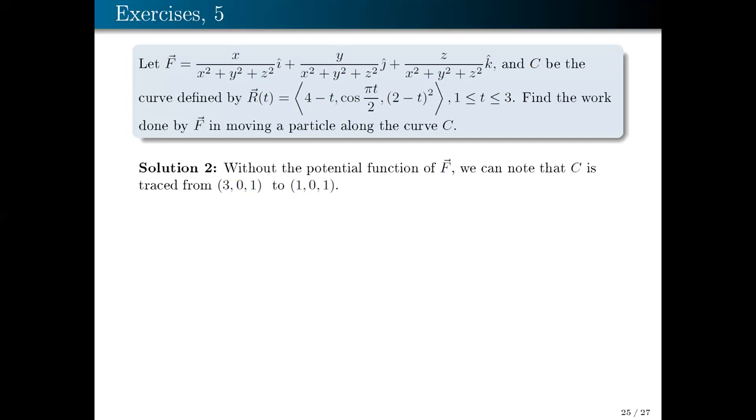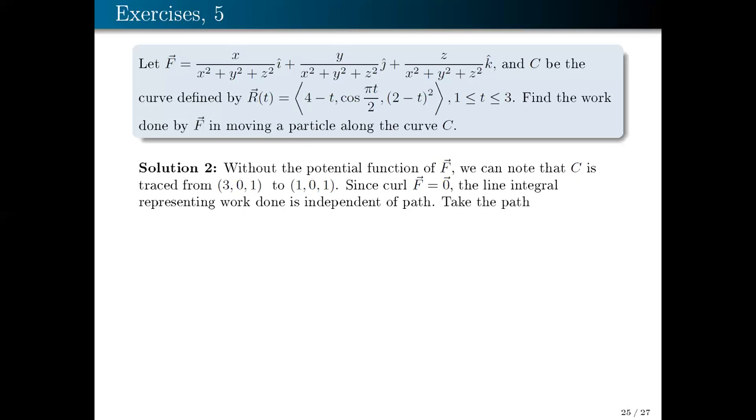Moreover, we will have to note again that curl F is the zero vector, so that F is conservative, meaning the line integral representing the work done is independent of path. So what we will do is take a path from (3,0,1) to (1,0,1) such that it is easy to apply the definition, because again, we don't have the potential function. Basically, we ignored item 3 from earlier. All right, so we will take the following path.